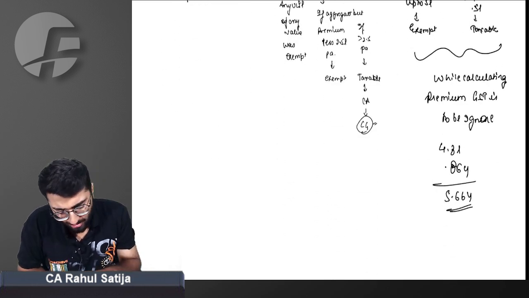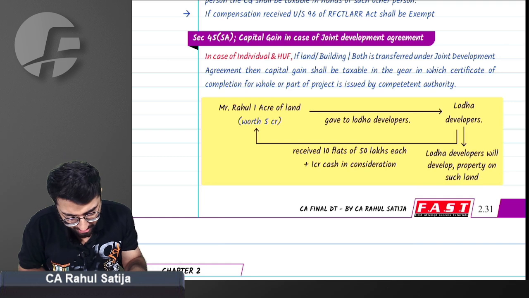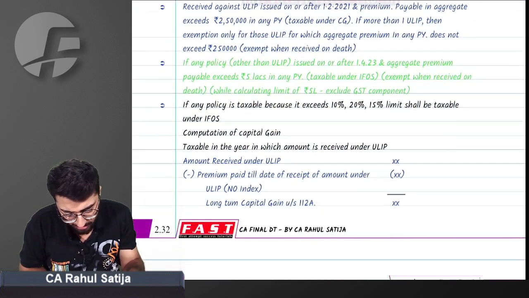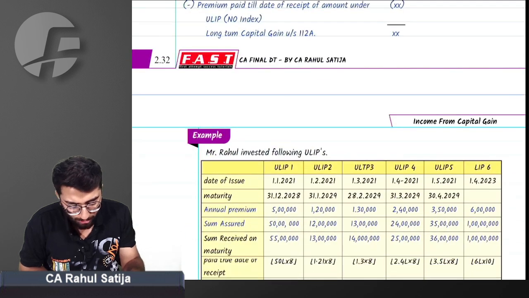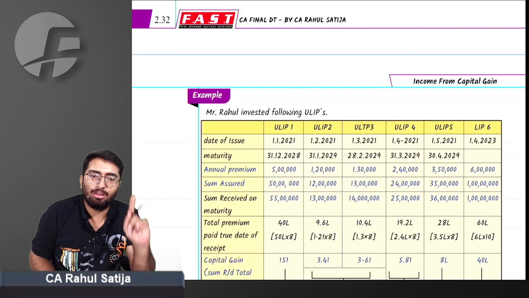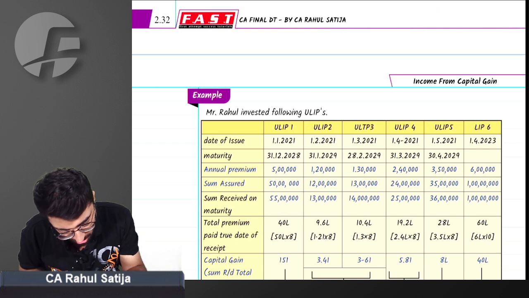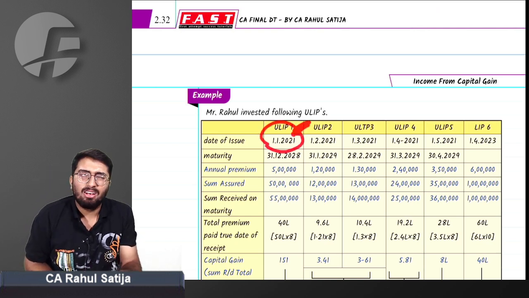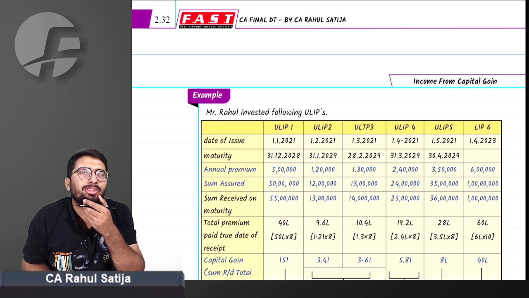Okay, now let us switch to ULIP. There is a very classic example given in your book. I just want all of you to have a look at this example. A ULIP was issued on 1st Feb 2021.